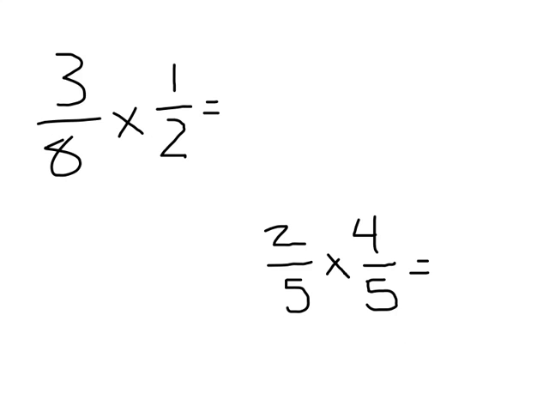Let's start with a couple do now questions. First, what's 3/8 times 1/2? Well, when I multiply 3/8 times 1/2, I multiply the numerators and multiply the denominators. 3/8 times 1/2 is 3/16. What's 2/5 times 4/5? Well, 2 times 4 is 8. 5 times 5 is 25. 2/5 times 4/5 is 8 over 25.